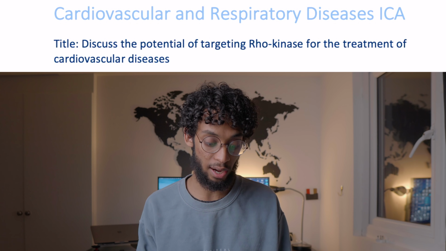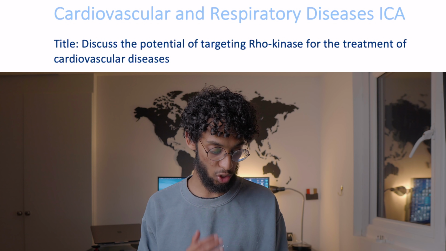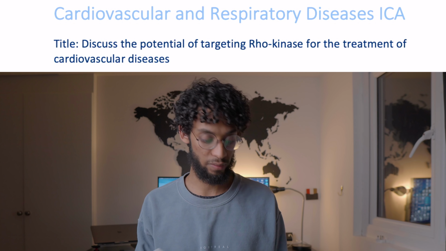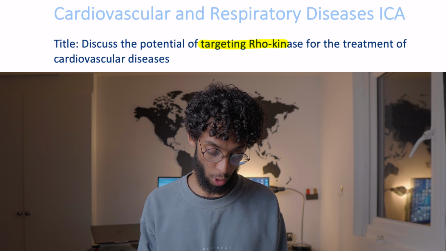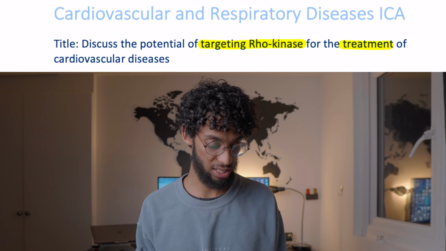So one of the essays that I had was titled "Discuss the Potential Targeting of Rho Kinase for the Treatment of Cardiovascular Diseases." So this was an essay that I still did quite well at. I did get a first class, but I wasn't able to push it into the 90s. And the specific reason was because I didn't address the question quite that well. So the two important aspects of this question were targeting of Rho kinase and treatment of cardiovascular diseases.